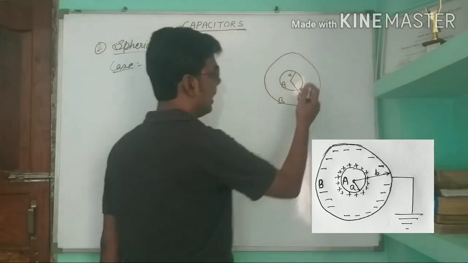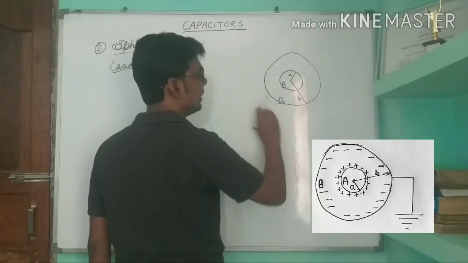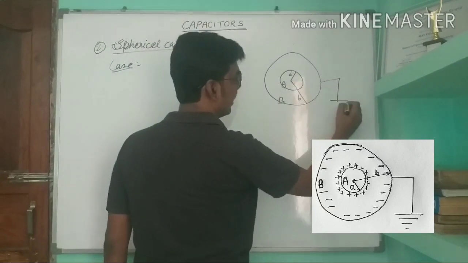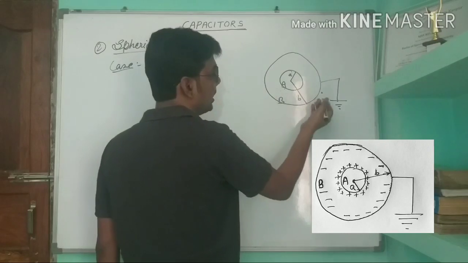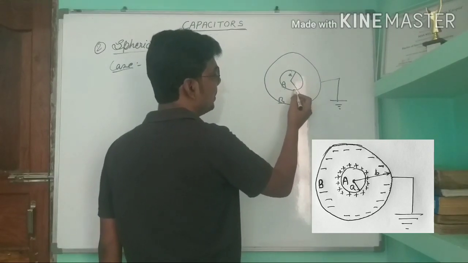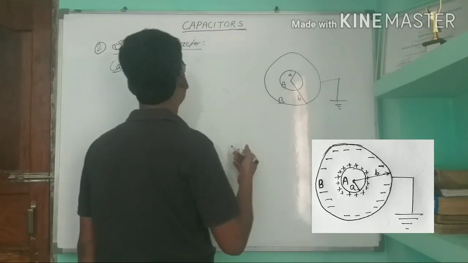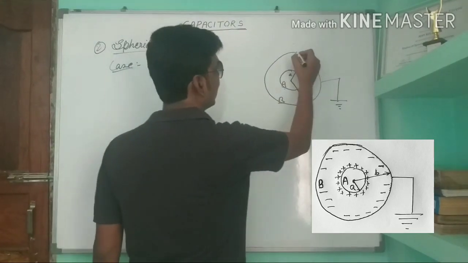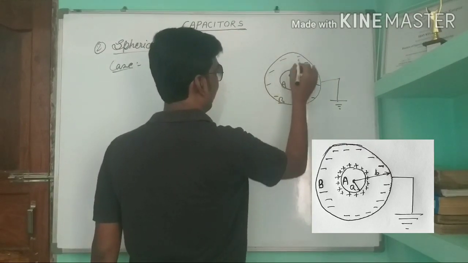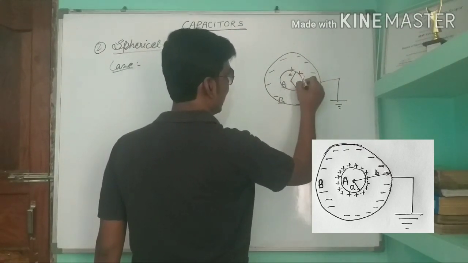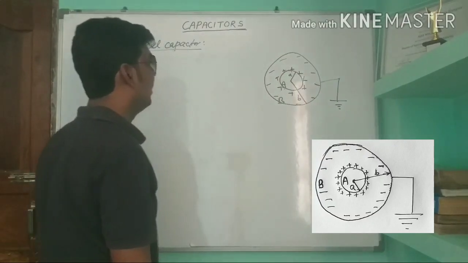First case, either this outer sphere is negatively charged and grounded, or you can say grounded earth, so it will be negatively charged, or it may be possible, in another case, that the inner sphere is negatively charged. So first case we will see if the outer surface is negatively charged and inner surface is positively charged.